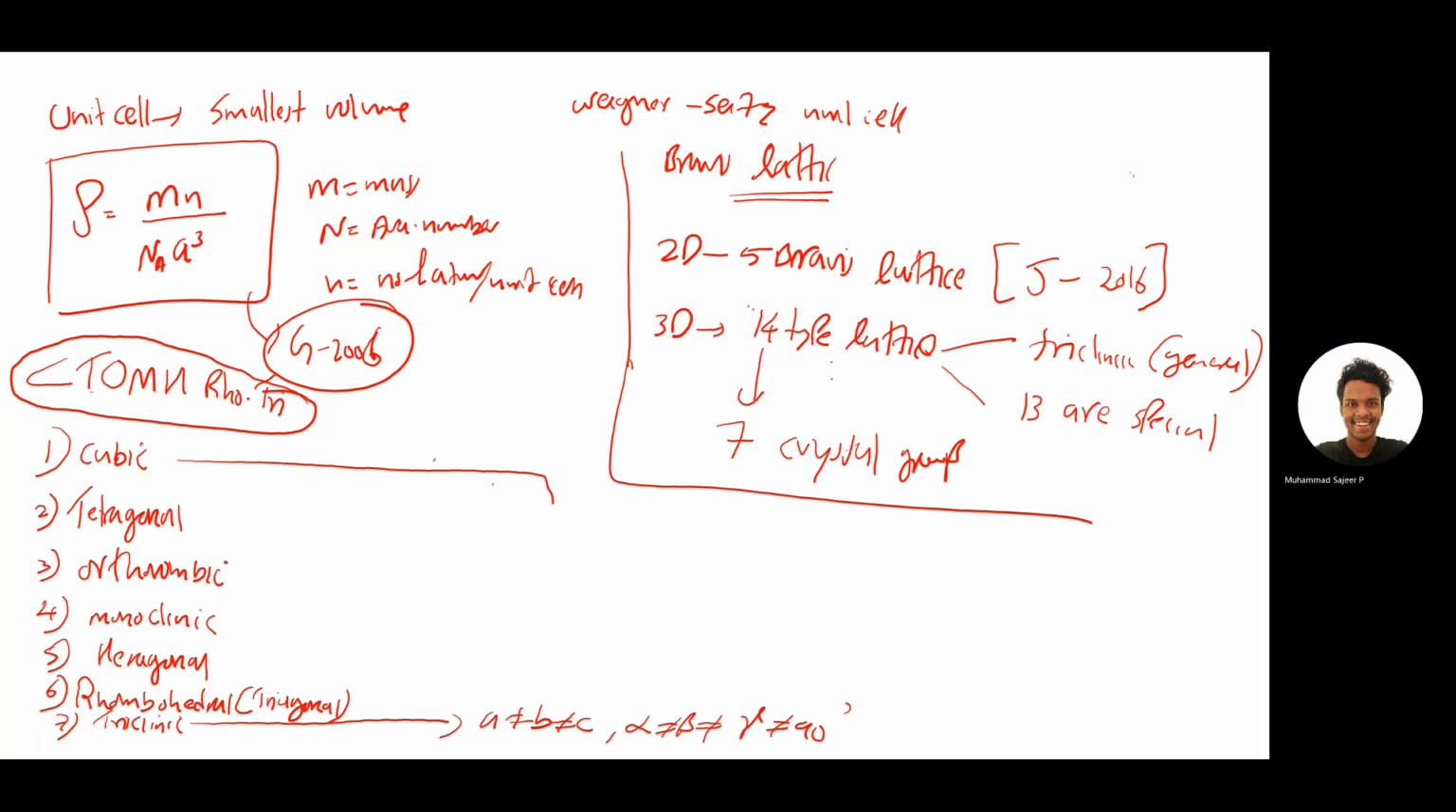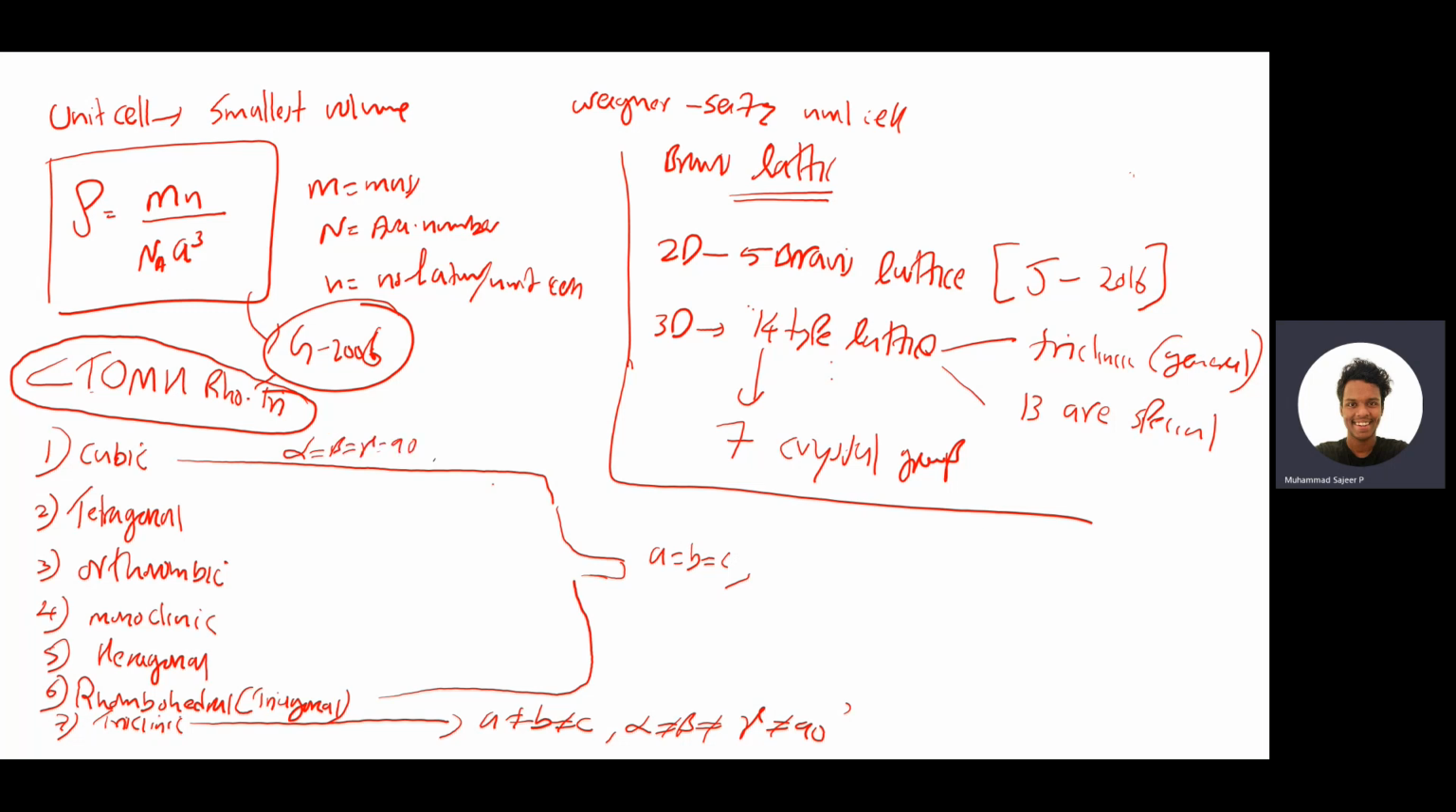See, for cubic and rhombohedral, the A, B, C lengths are the same. That is A equal to B equal to C. Another thing is, for cubic, it is alpha equal to beta equal to gamma equal to 90. For rhombohedral, it is alpha equal to beta equal to gamma less than 120 degrees.